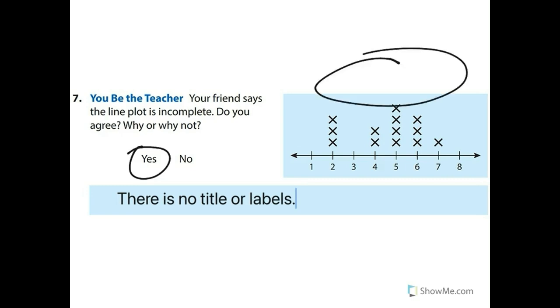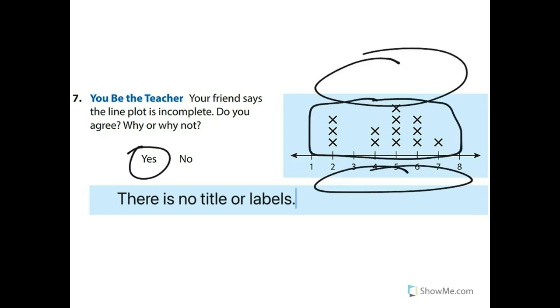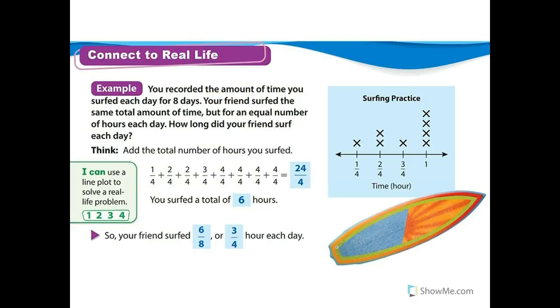There's not a title here. There's not labels here. I mean, we know that there's some stuff. We don't know what it is. We don't know what the measurement is. Don't know what those X's mean. Don't know what those numbers mean. All right, so yeah, I would say it's incomplete as well, because we wouldn't be able to answer many questions from this line plot. All right, let's connect this to real life.